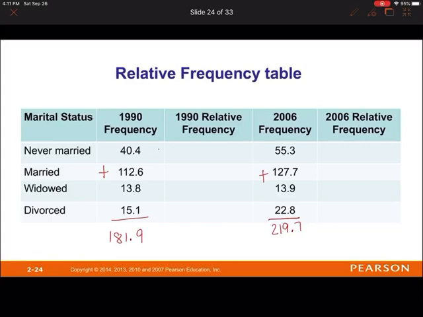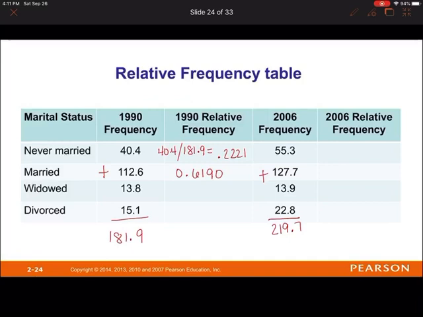So for this top one, we're going to do 40.4 divided by 181.9. And again, I'm going to go out to 4 spots. Pretty much everything that we do in statistics for the rest of the year, we're always going to push that data out 4 spots. So this is going to come out to 0.2221. The next one you're doing is 112.6, and again, you're dividing that by that same number, 181.9. And when you do that and round correctly, you should get an answer of 0.6190.